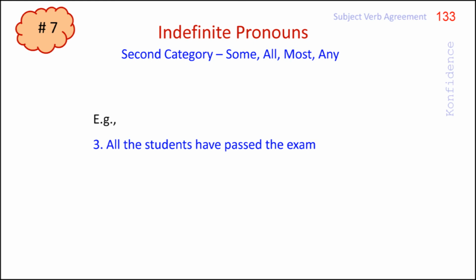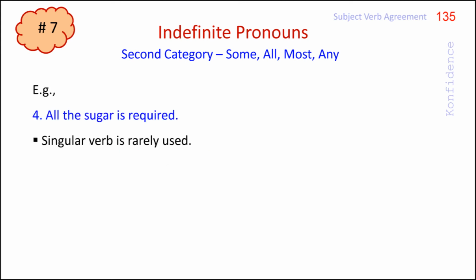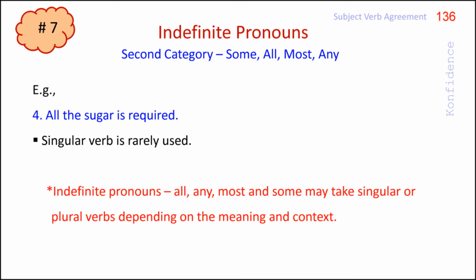The same rule is applicable in the case of the indefinite pronoun all. Generally, all takes the plural verb, as in, all the students have passed the exam. However, all is rarely used along with a singular verb when all refers to a quantity, as in, all the sugar is required. This is the same case with most and any. In short, the indefinite pronouns all, any, most, and some may take singular or plural verbs depending on the meaning and context.